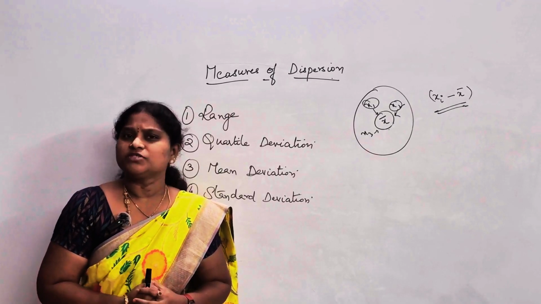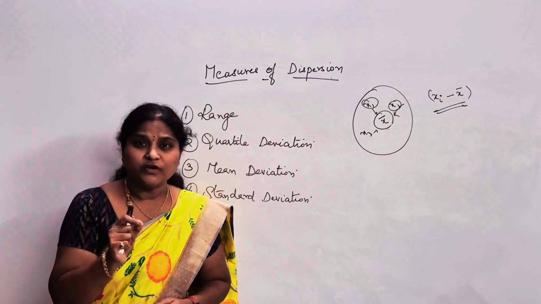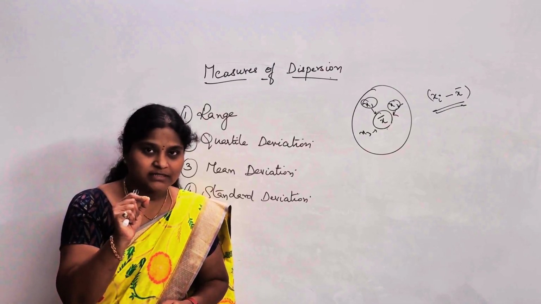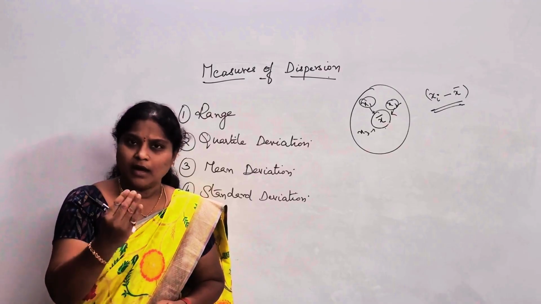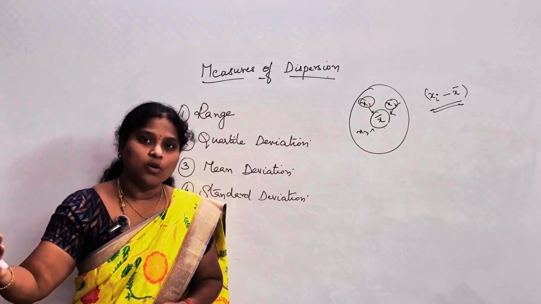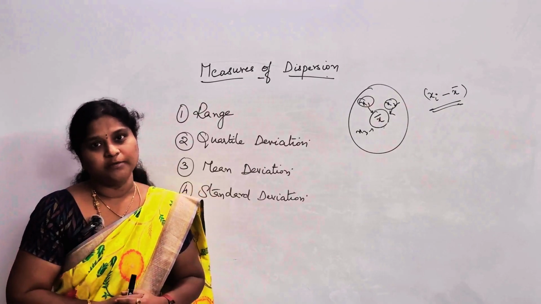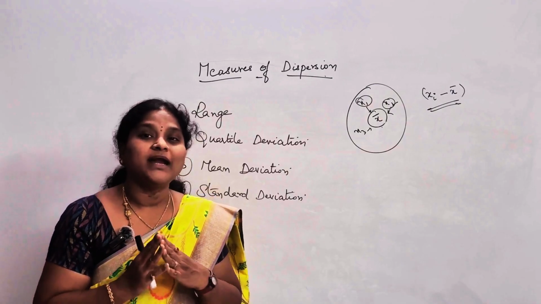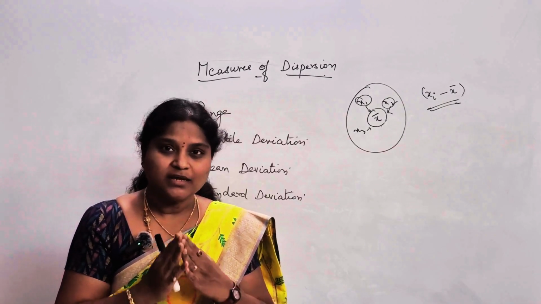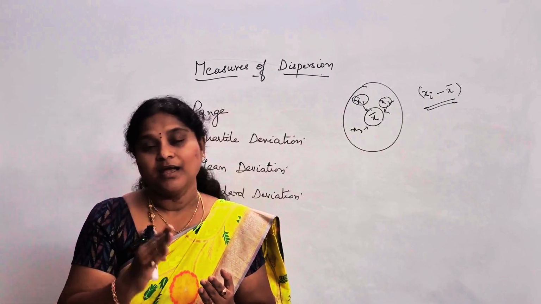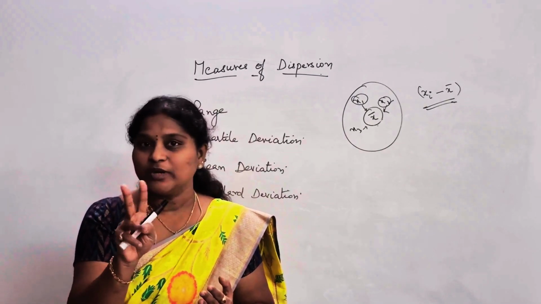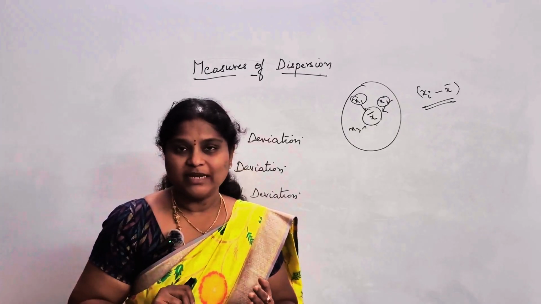Today's topic of discussion is dispersion. Dispersion, as the name suggests, is the difference between each value in the data set and the central value. The central value can be arithmetic mean, median, mode, geometric mean, or harmonic mean. Dispersion helps us quantify the difference between each individual value and the central value, and also the difference between two individual values. Let me explain with an example.